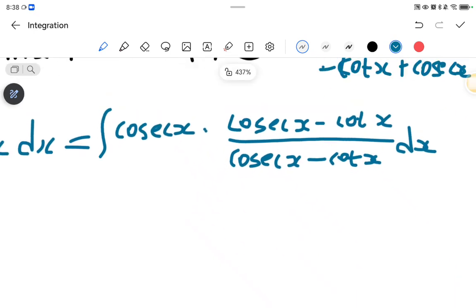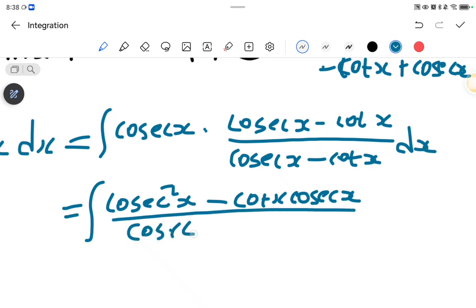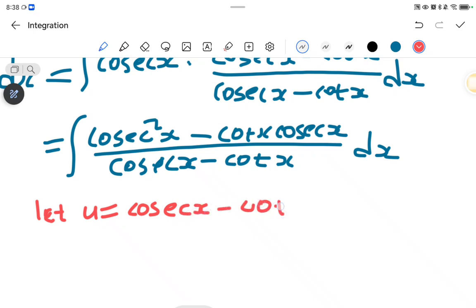Then this will be equal to the integral of cosec squared x minus cot x cosec x all over cosec x minus cot x dx. And now we're going to use the u substitution. We let u be equal to cosec x minus cot x.